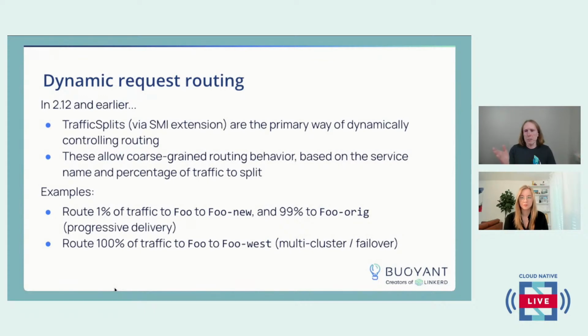You can take 99% to the original workload, which is the sort of thing you would do for progressive delivery or a Canary rollout. You could also do things like just completely take over traffic for one service and route it someplace completely different, which might be the sort of thing where you've realized that the foo service in your cluster is dead, and so you're going to route all of its traffic over to a different cluster entirely with Linkerd multi-cluster. That's about as far as you can take routing in 2.12.